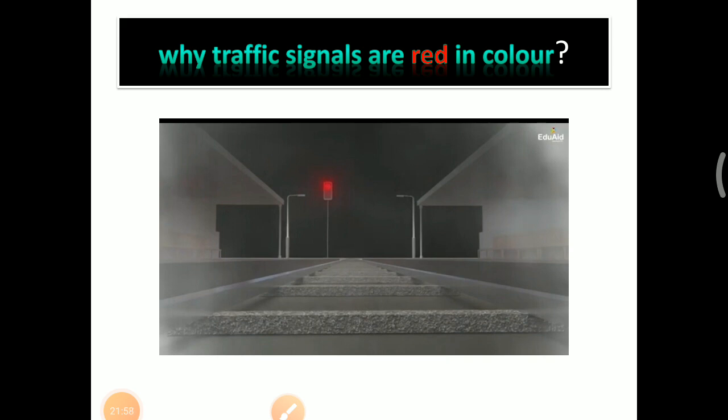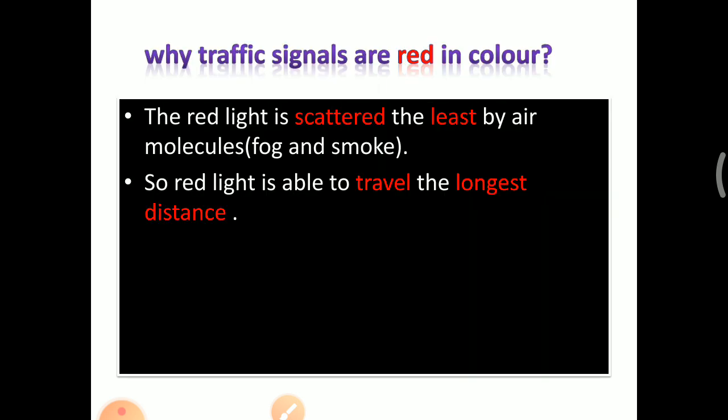The next one, why traffic signals are red in color? You know that if you take a traffic signal, all the traffic signals are red in color. Why? Because the red light is scattered the least by air molecules, fog and smoke. So red is able to travel longest distance.